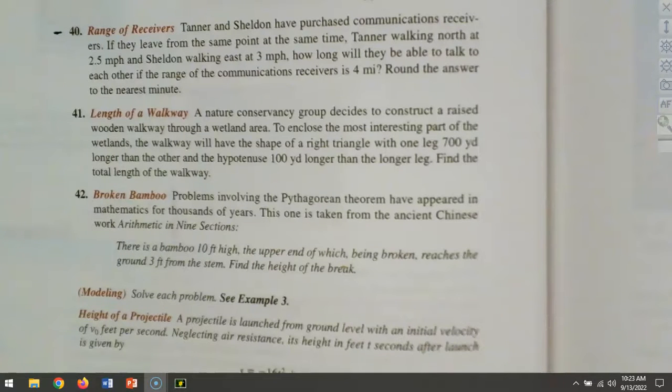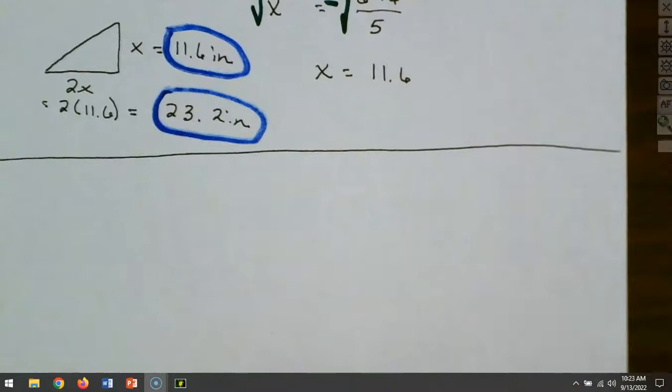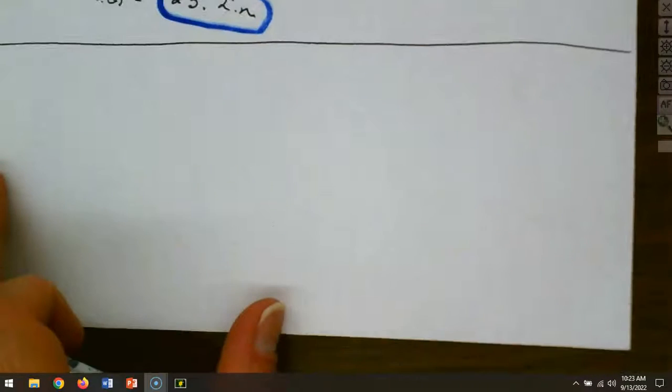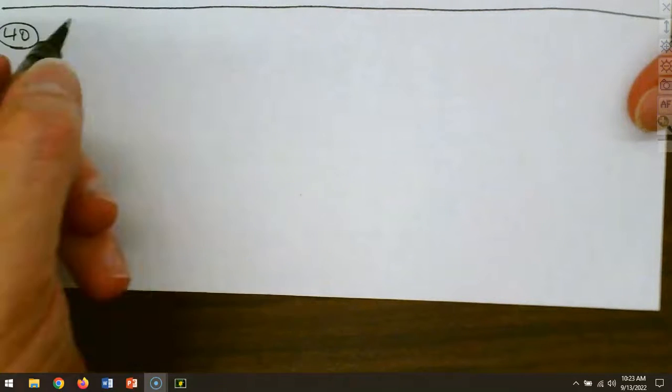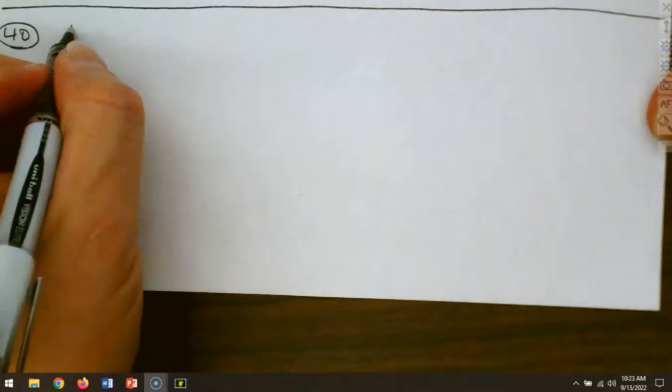Okay, so we want to know how long it's going to be before they are 4 miles apart, right? Because that's the range of these communicators. So we're going to have to draw a right triangle. So let's draw our diagram here. We're on question 40. And this is again on page 150.